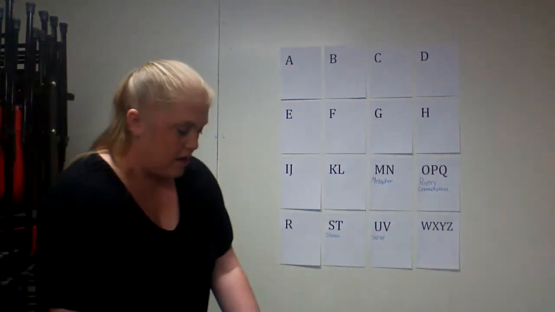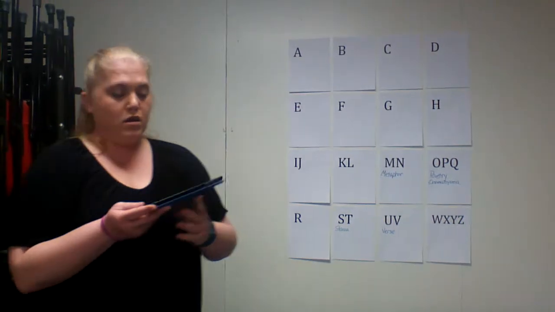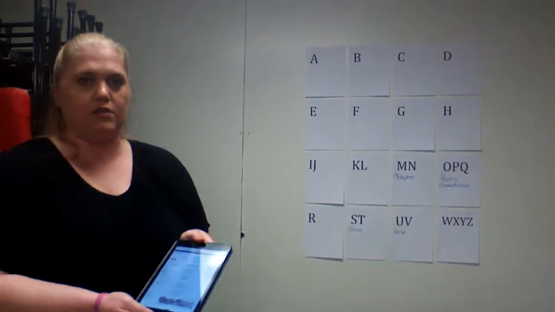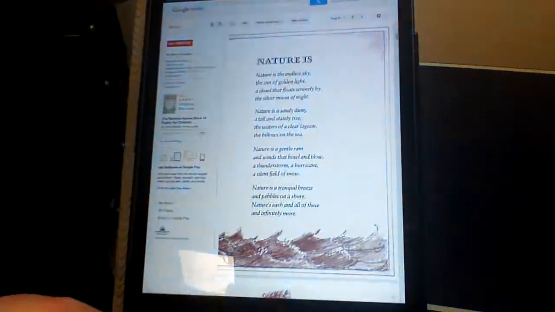So now, in our poem right here, Nature, each verse or each stanza is 4 lines long. Can you see this? Each stanza is 4 lines long, so we know that's our stanza.